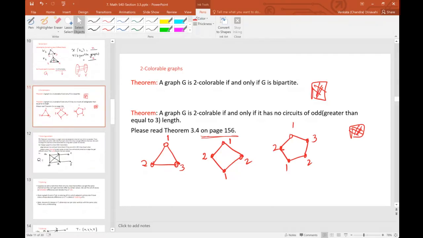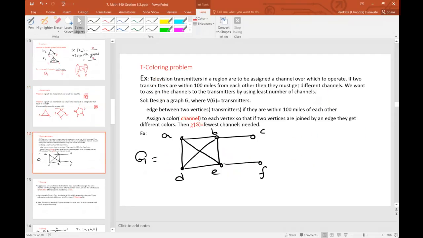Now, I'm assuming you're all comfortable with the chromatic number of a given graph. There are variations of this which are most useful, and that is what I'm going to talk about now. One of the variations we are going to talk about is called a T coloring problem. I will explain with the help of an example.